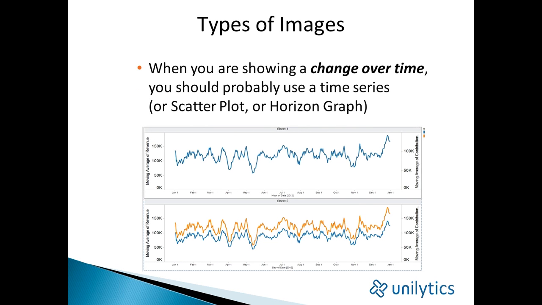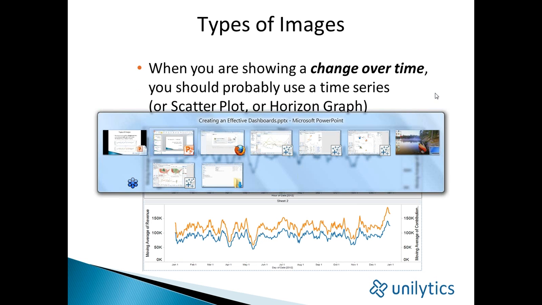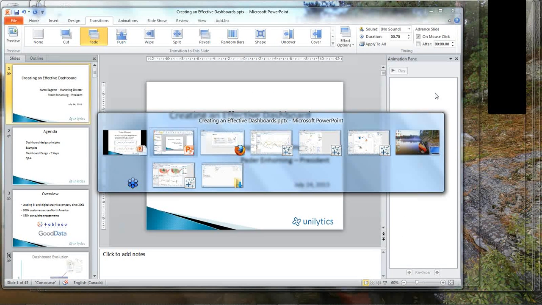And if we look at some of the types of images that we may have to work with, one of them would be looking at things changing over time. And when you do that, a time series chart is very good. You could also use a scatter plot or a horizon graph. Now, let me show some examples of that.